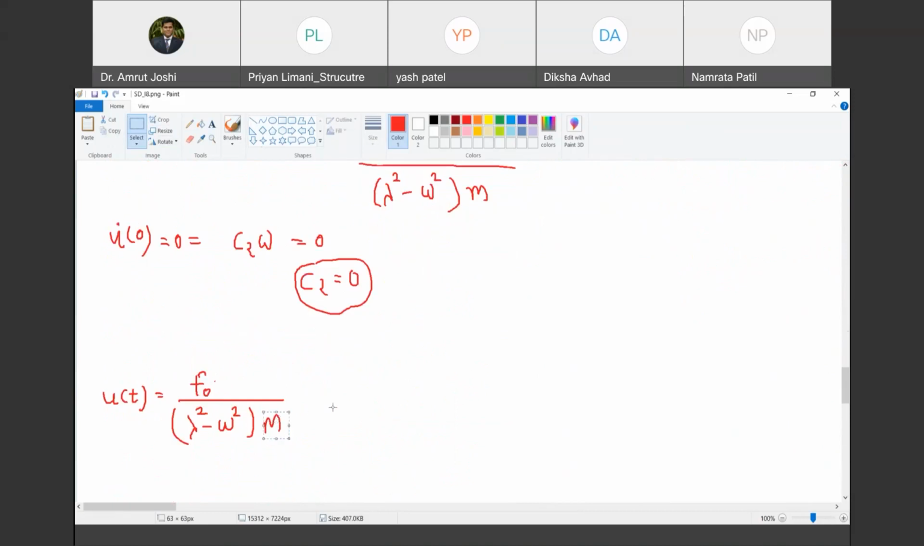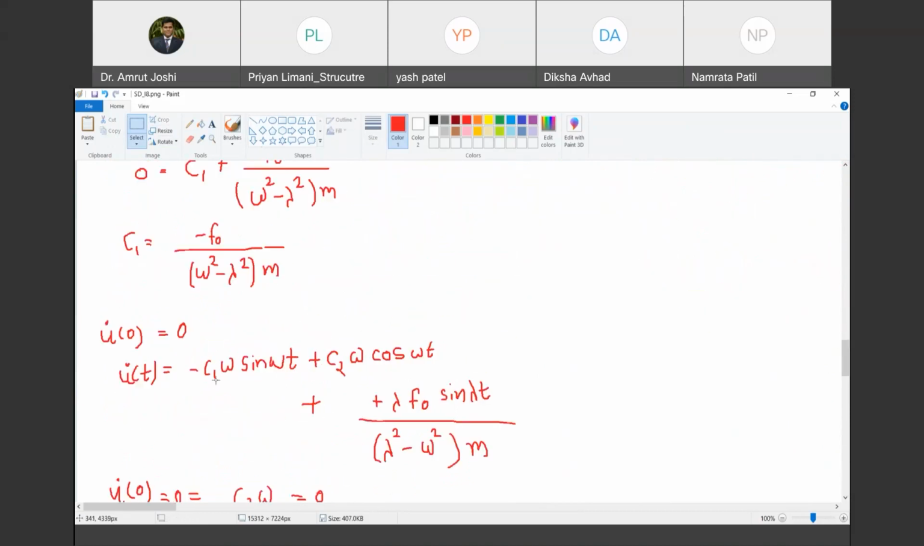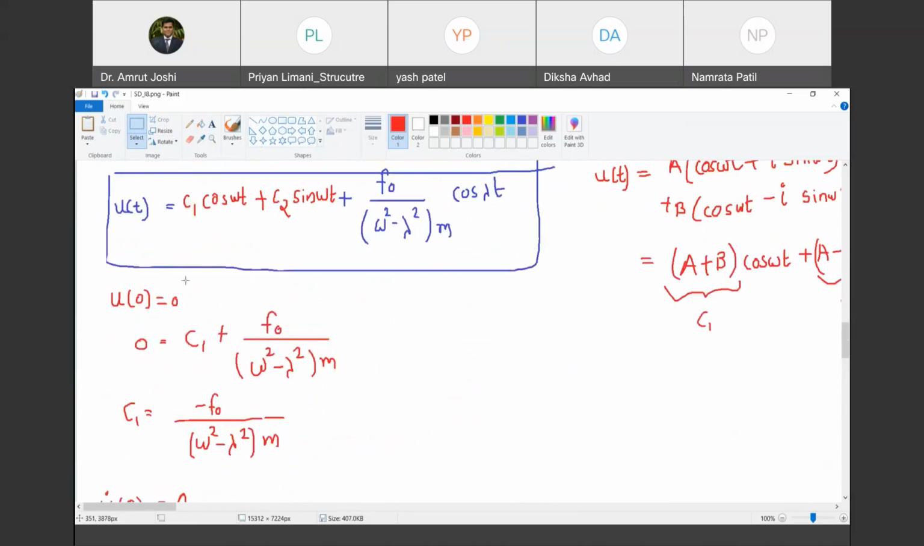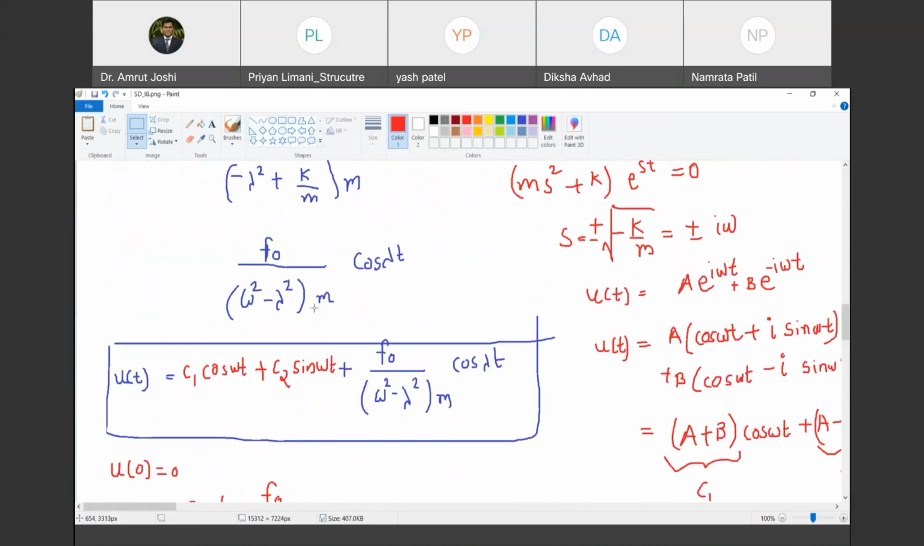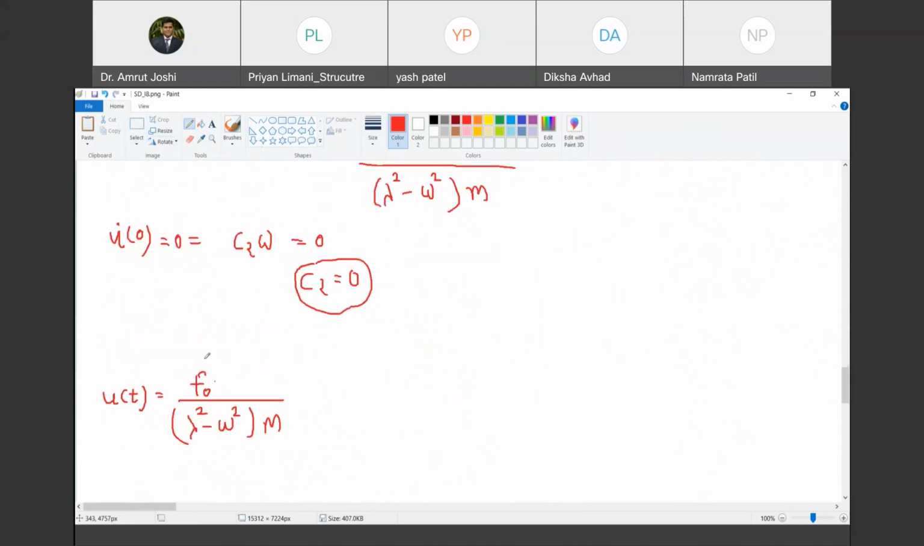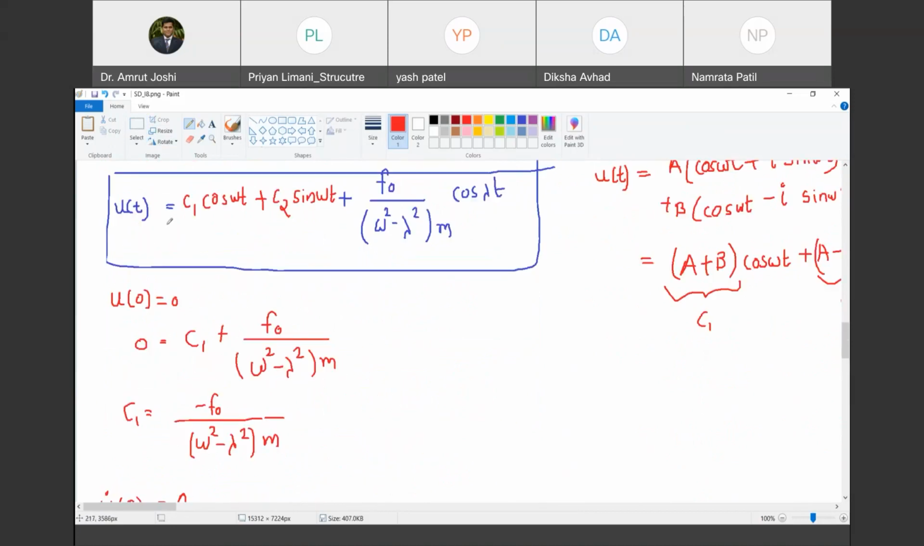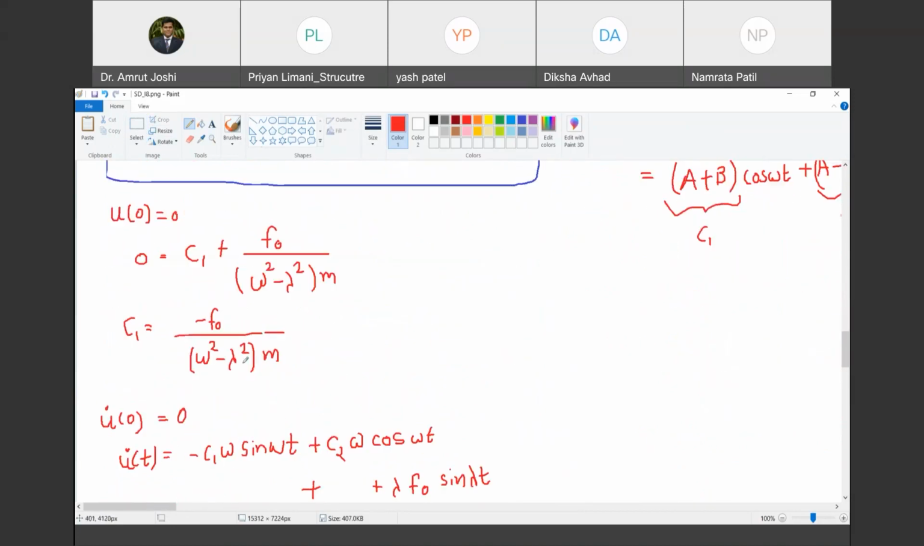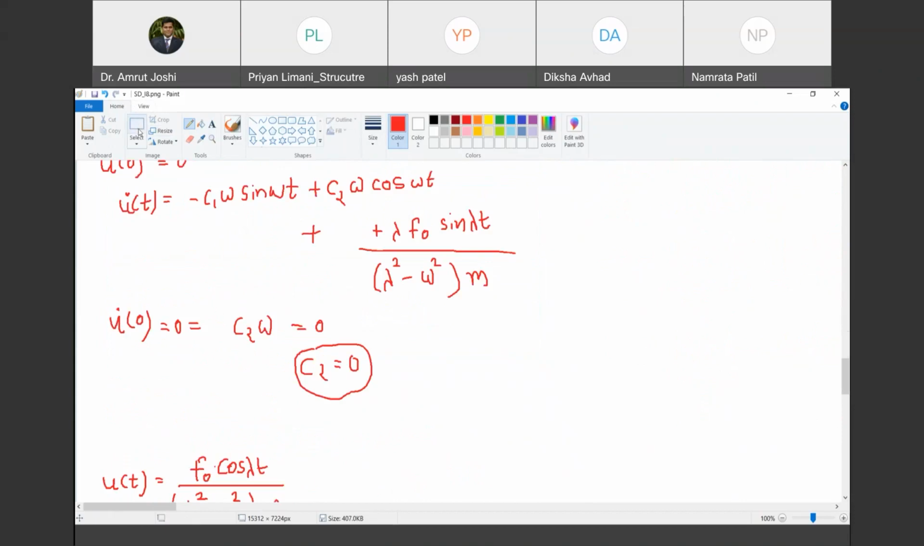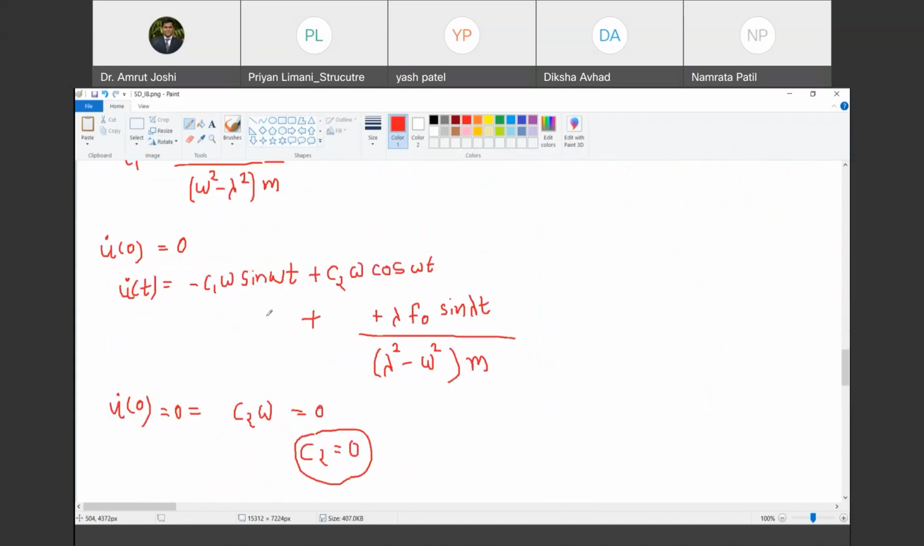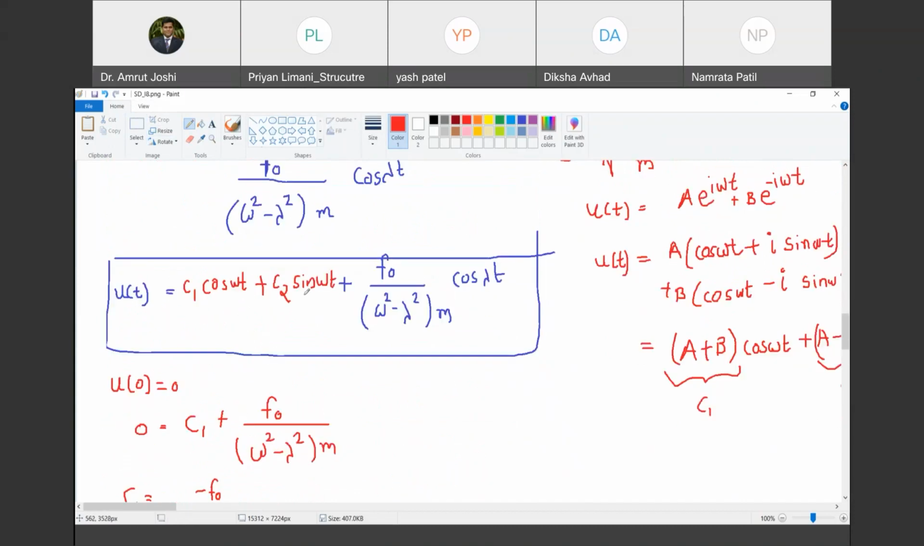M sits here. Okay, this is C1 multiplied by cos lambda t. Cos lambda t भी है ना वहाँ पे. U of t is equal to C1. What is C1? C1 की value, cos omega t. I'm sorry. Cos omega t plus C2 sin omega t.